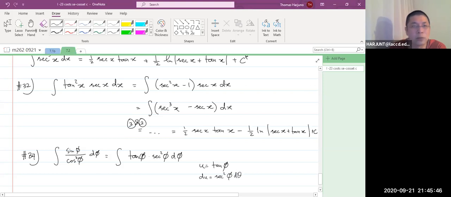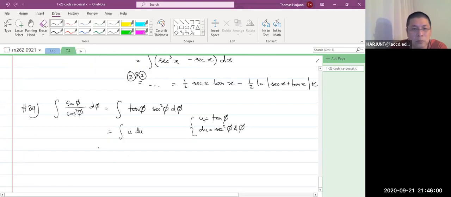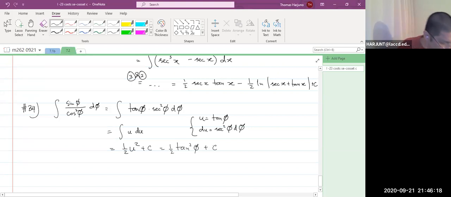That's easy. This is integral of u du. That's 1/2 u squared plus constant. That's 1/2 tangent squared phi plus constant.